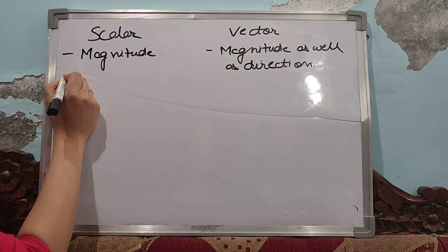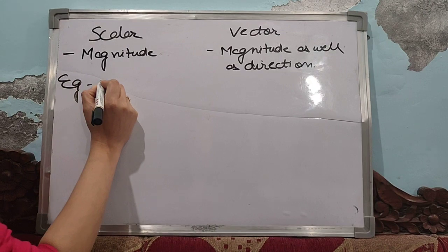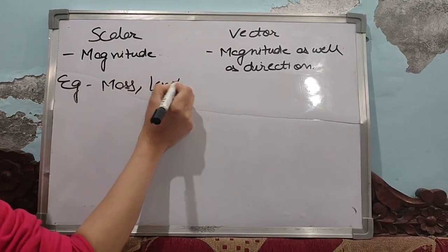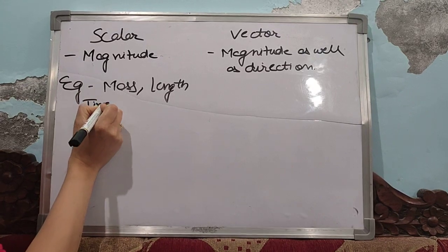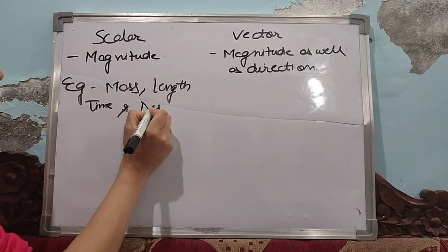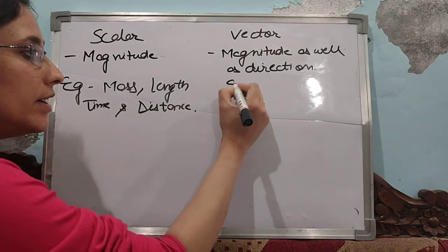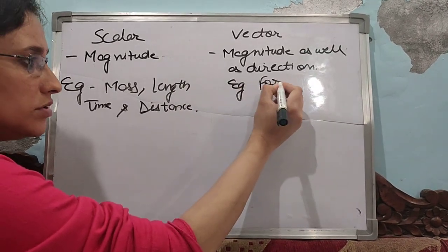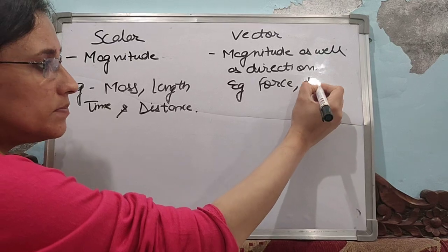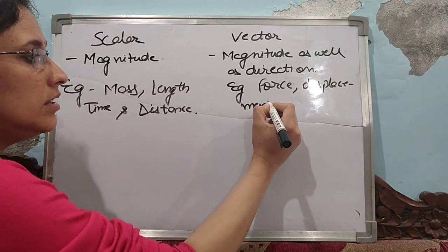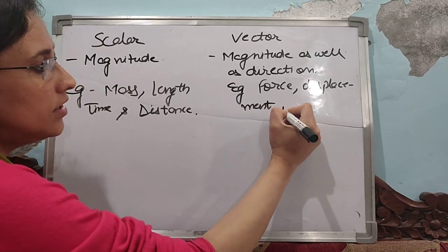Now, examples of scalar quantities are mass, length, time and distance. There are certain more examples you can learn. Then, examples of vector quantities are force, displacement, velocity, acceleration, etc.